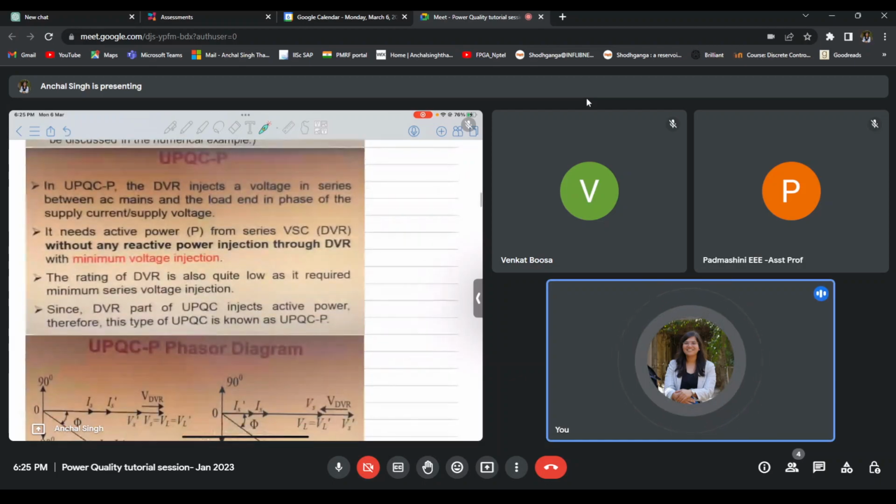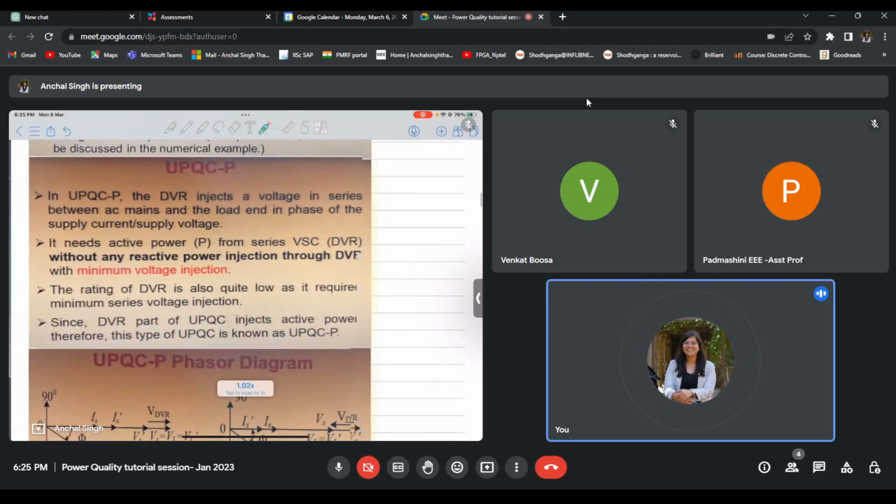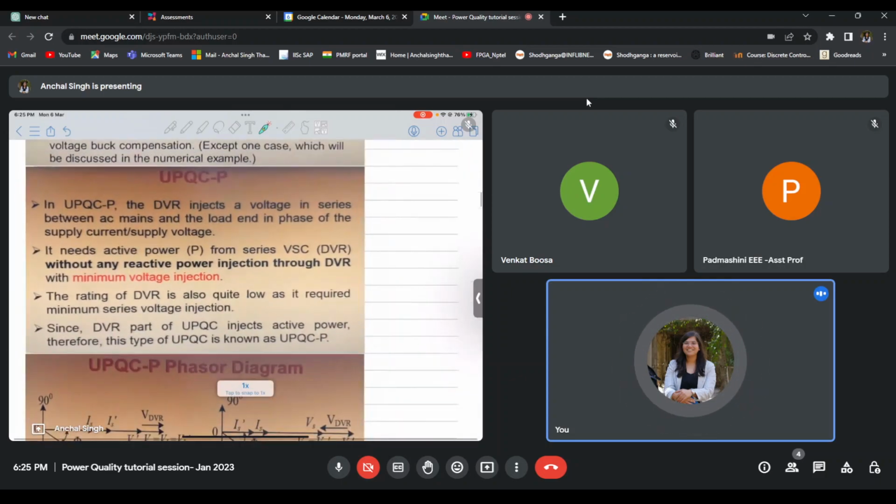Okay. Now let us talk about UPQC-P. In UPQC-P, the only difference is that the DVR can inject only active power, without any reactive power injection.